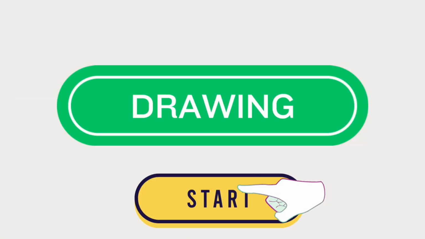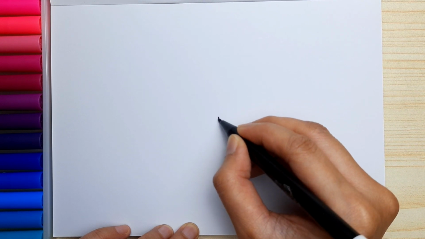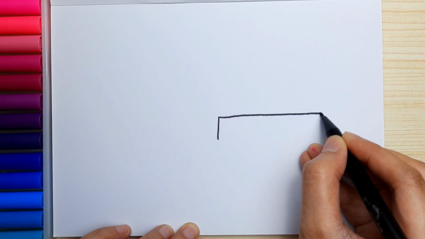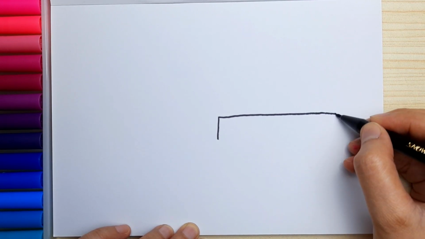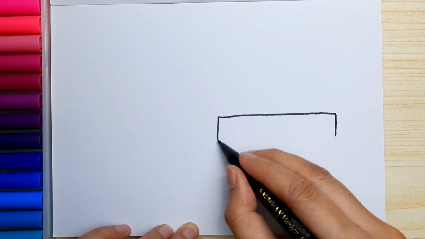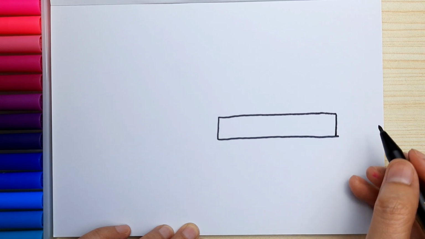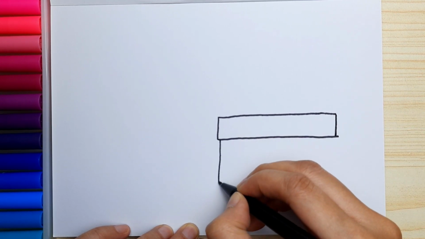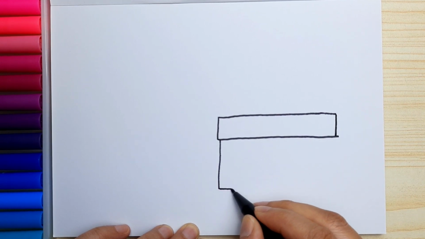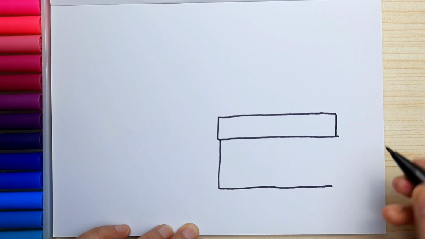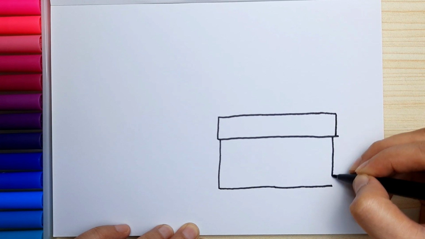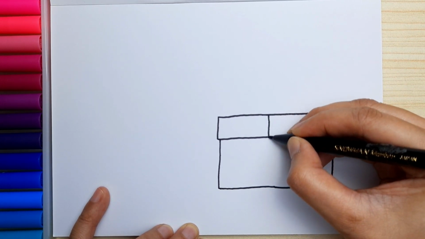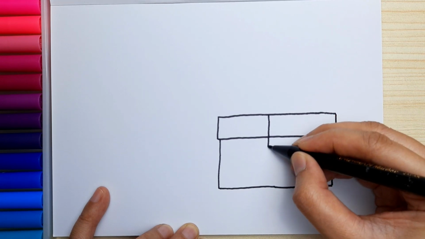Now we're gonna be drawing together. In this video, we're gonna be drawing some gifts. First, let's draw a long rectangle shape for the lid of the gift box. And then we're gonna draw the box just like this. It's a rectangle box. And now let's wrap the ribbon.